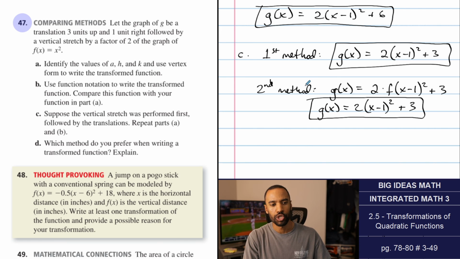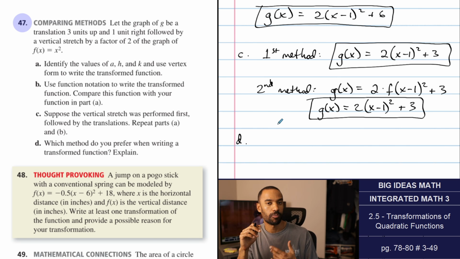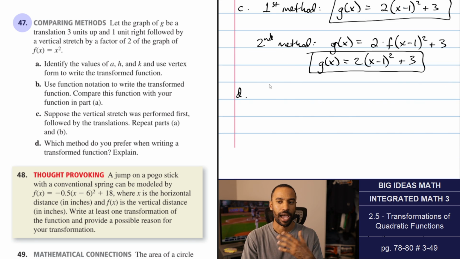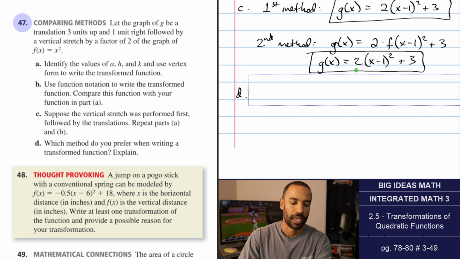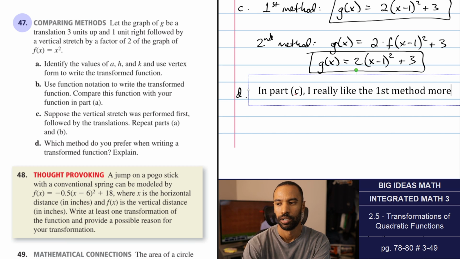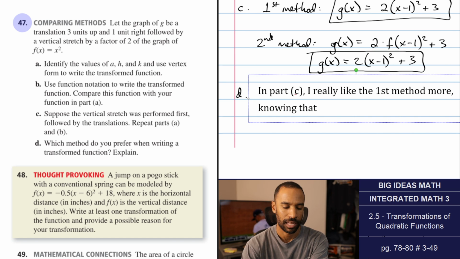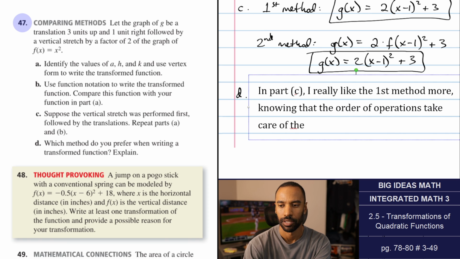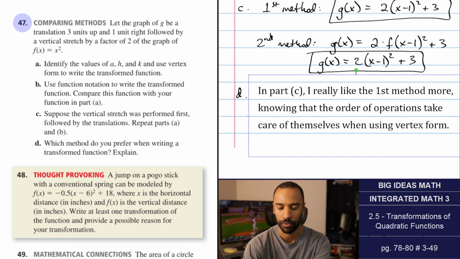Part D. Which method do you prefer when writing a transform function? Explain. It really does depend on who you are. I'm speaking on my end. It depends on whether you can follow the order of operations. I would argue on part C, I like that first method more, knowing that the order of operations takes care of itself when using vertex form. So I can just go straight into vertex form and I'm all good.